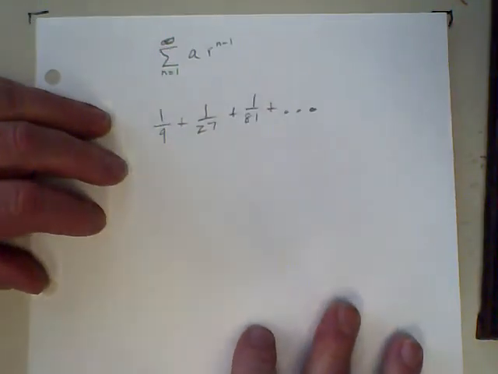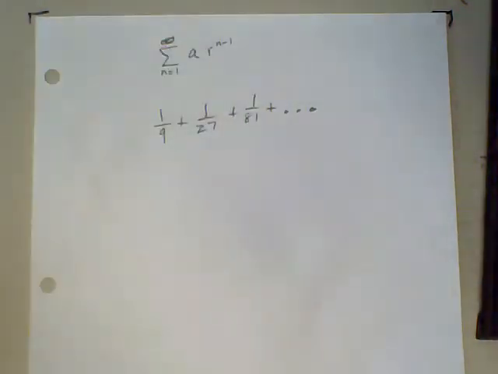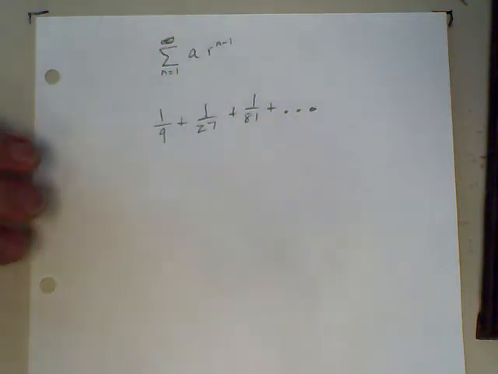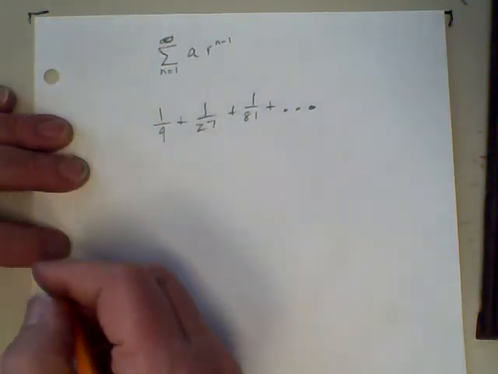Now, let's see if we can fit this into that geometric series pattern. So the first thing I want to look for, again, just like the last time, is there a common factor I can take to the front? So take a look at those. Clearly the numerator is a 1, so I could take a 1 to the front. Is there a common factor in the denominator between 9, 27, and 81? And I notice that 9 divides into all of those.